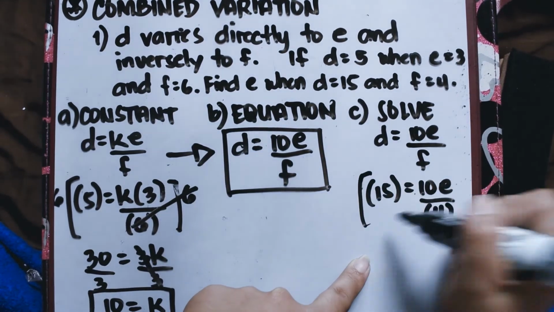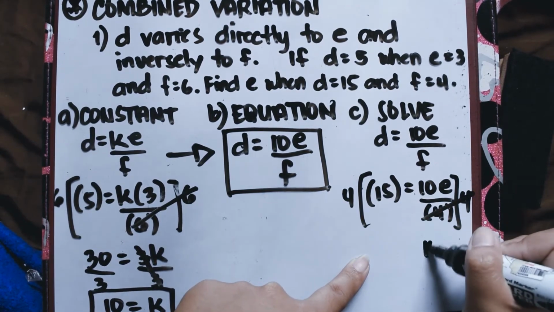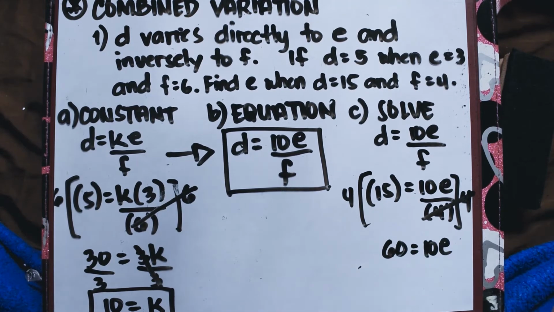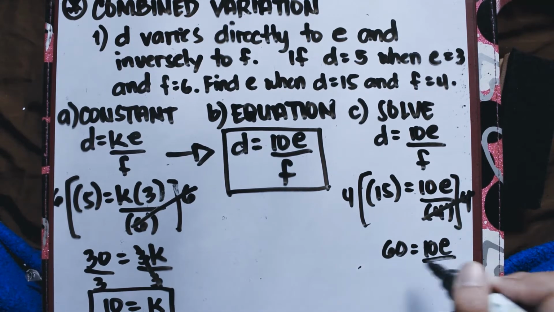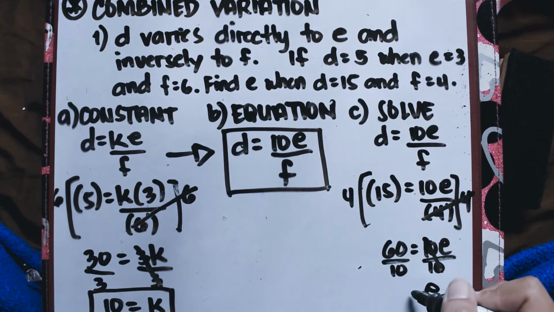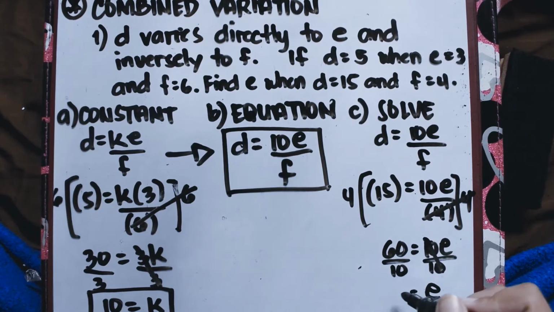May denominator. So, multiply both side by 4. So, cancel. So, matitira si 10E is equal to 4 times 15. We have 60. So, may kasama pa po ang ating E, yung ating hinahanap, which is 10. So, divide both side by 10 para makancel. So, meron na po tayong value ng ating E. So, we have 60 divided by 10, we have 6.